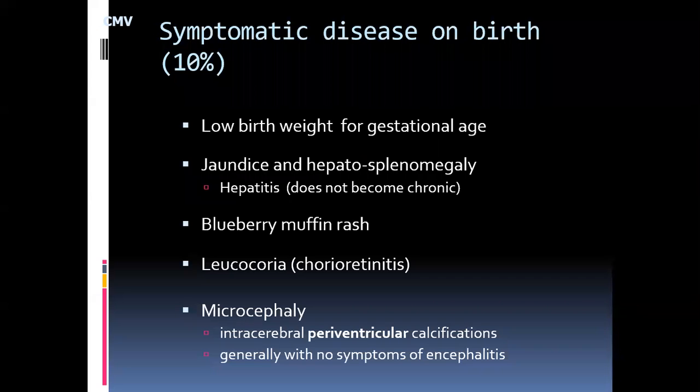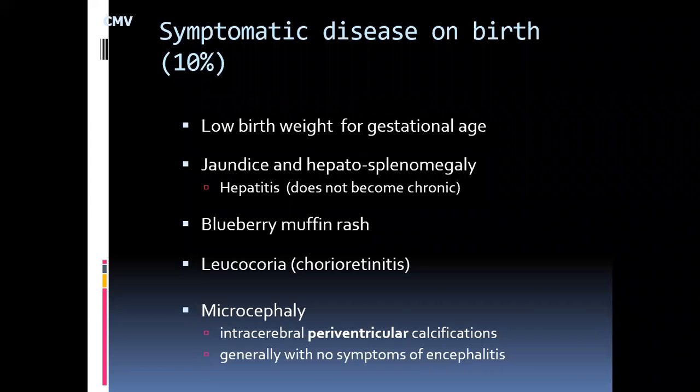So these patients can be affected by cytomegalovirus infection. About 10% are symptomatic at birth, with low birth weight for the gestational age, jaundice, hepatosplenomegaly, and some patients also develop hepatitis, which does not become chronic. So the blueberry muffin spots, and they also have leukocoria, and also chorioretinitis.